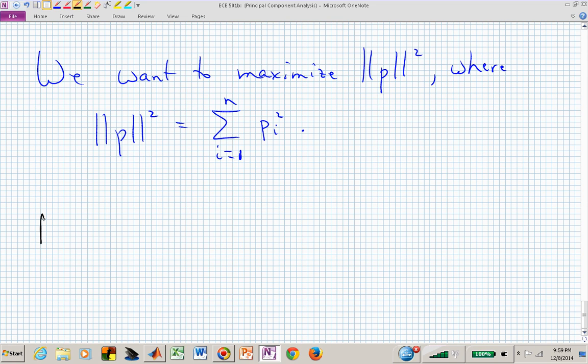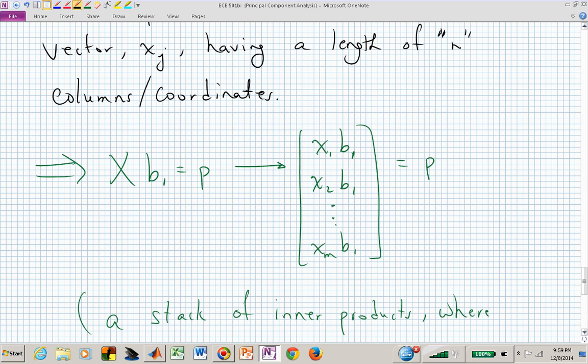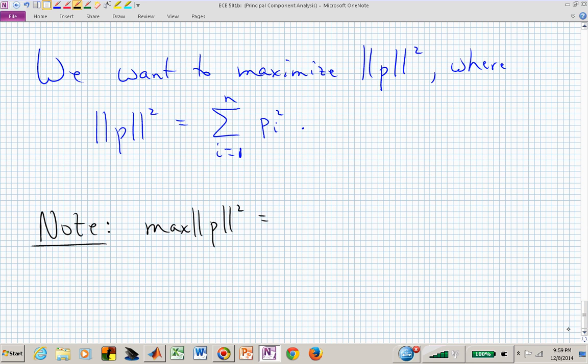Now let's look at what that represents if we start redescribing p in terms of how we defined it, which was capital X b1. The max of the norm squared is really just the max of this vector times itself, or p transpose p. But another way of writing p is Xb1. So now if we have Xb1 transpose, that's p transpose, times p, which is Xb1.